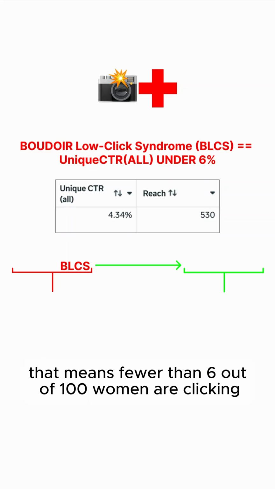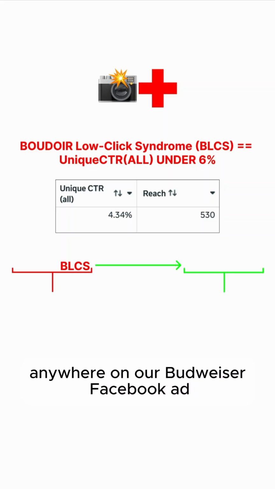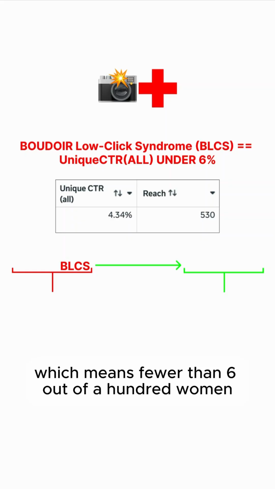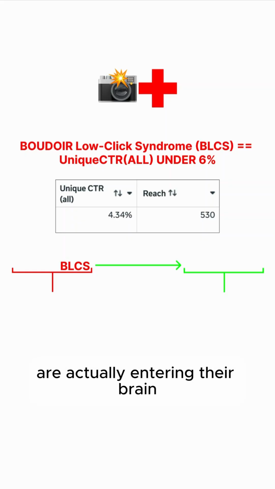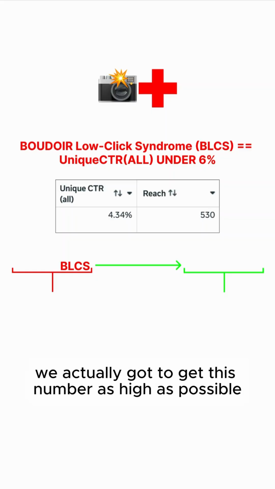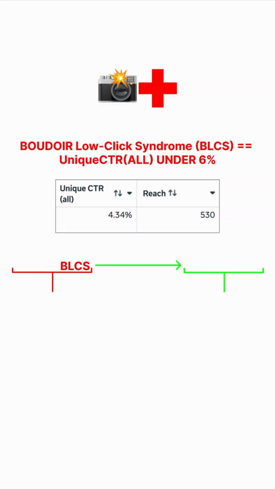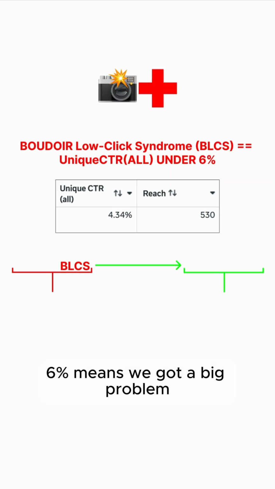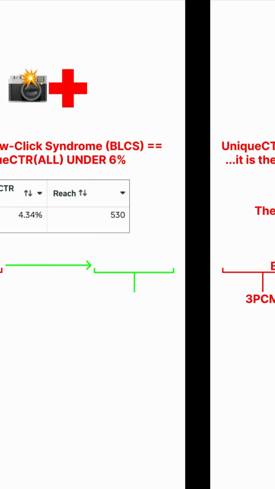That means fewer than 6 out of 100 women are clicking anywhere on our Boudoir Facebook ad, which means fewer than 6 out of every 100 women we meet have a non-zero chance of actually buying from us. So we've got to get this number as high as possible, literally as high as possible. 6% is the minimum. 6% means we have a big problem.